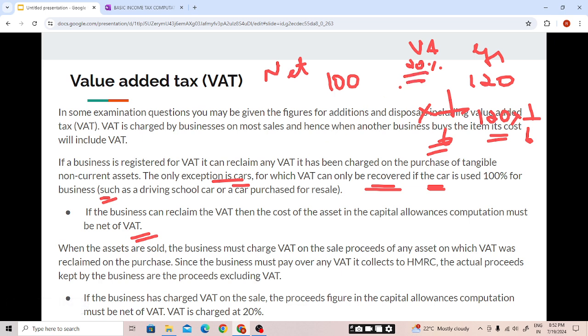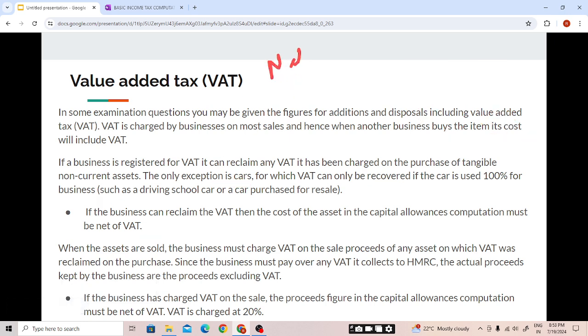This is the VAT. So the net amount will be 100. I hope this is clear. So net will be 100%. Net of VAT means it will not include the VAT amount, students. Gross means it will include VAT. So students, net plus the VAT amount will be the gross amount.